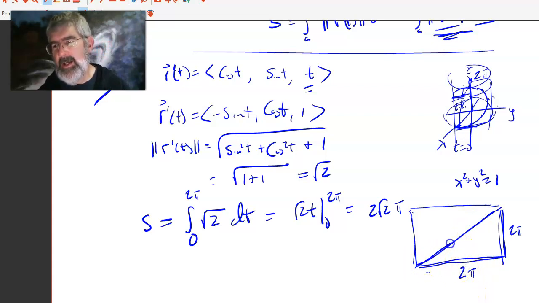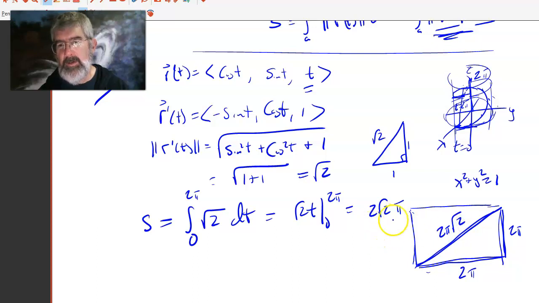How long is that diagonal? Well, with these two lengths the same, you're looking at a 45-45 right triangle, which typically I draw as 1, 1, the square root of 2, but now scale everything up by a factor of 2 pi. So this is going to be 2 pi times the square root of 2, which is precisely what I have right there.